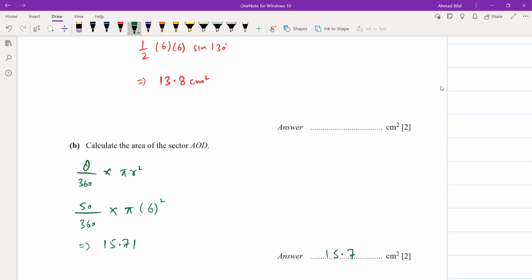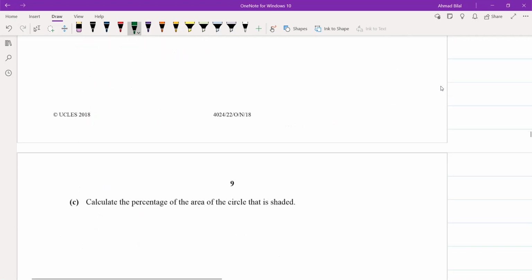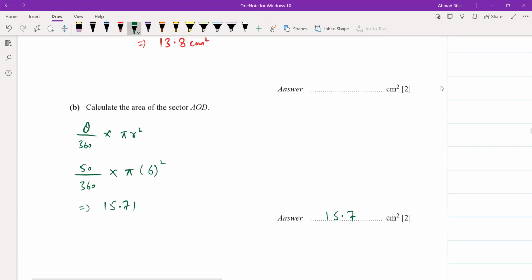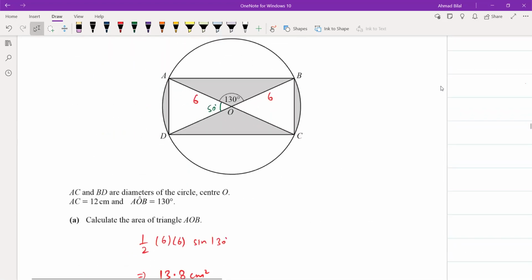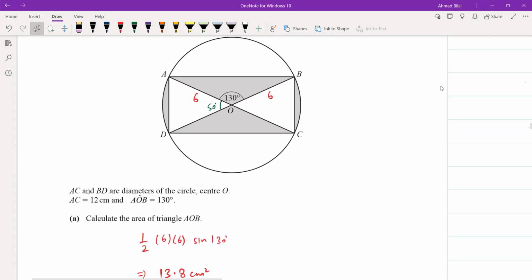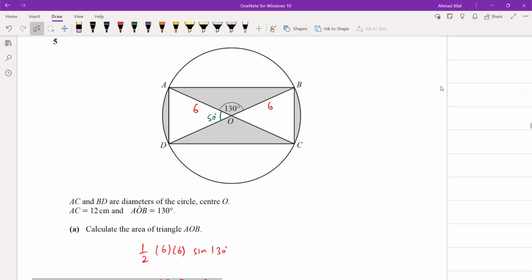ठीक है, हमारे पास triangle का area आ गया और हमारे पास sector का area आ गया. Now it says calculate the percentage of the area of the circle that is shaded. Percentage that is shaded. Shaded area के percentage निकालनी है. Let's go back there and see which parts are shaded. So circle की बात करें, total circle है, circle का कितना percentage part जो है that is shaded.